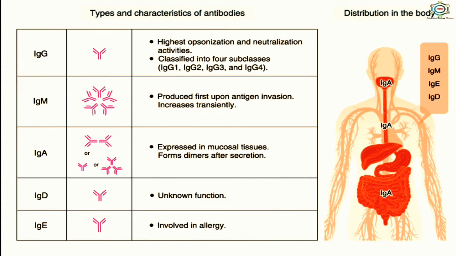Now, the types and characteristics of antibodies and their distribution in the body. In this picture you can see the distribution. Now, IgG has the highest opsonization and neutralization activities and is classified into four subclasses: IgG1, G2, G3 and G4. IgM is produced first upon antigen invasion and increases transiently, and IgA is expressed in mucosal tissues and forms dimers after secretion. IgD has unknown functions and IgE is involved in allergy.